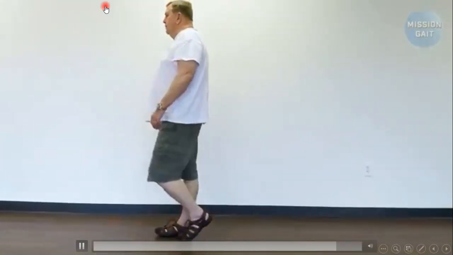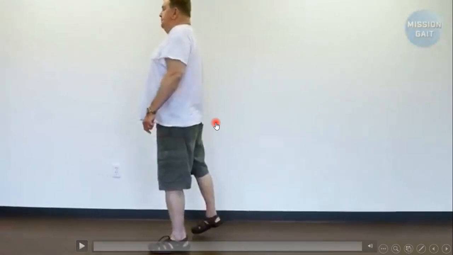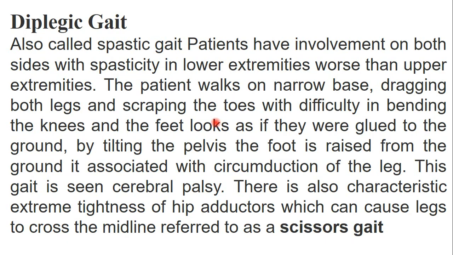We call it hemiplegic gait, pyramidal gait. The second type of gait disorder is diplegic gait or spastic gait. Of course, by the way, hemiplegic gait is also a spastic gait, but it is a unilateral spastic gait. Here, diplegic gait is a bilateral gait disorder. A bilateral, we call it spastic gait. Patients have involvement of both sides with spasticity. I would say spastic gait in the lower extremities, which is worse than in the upper extremities.